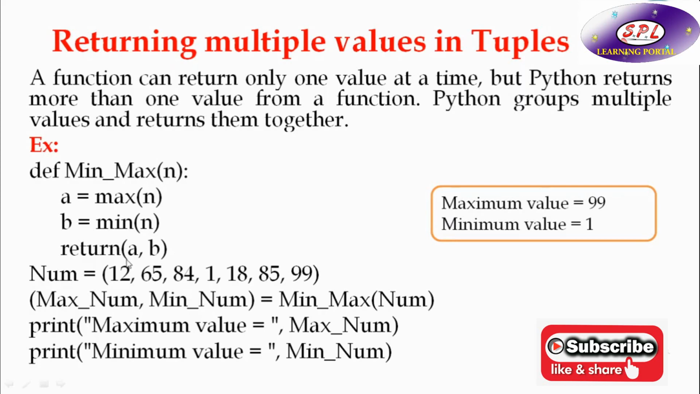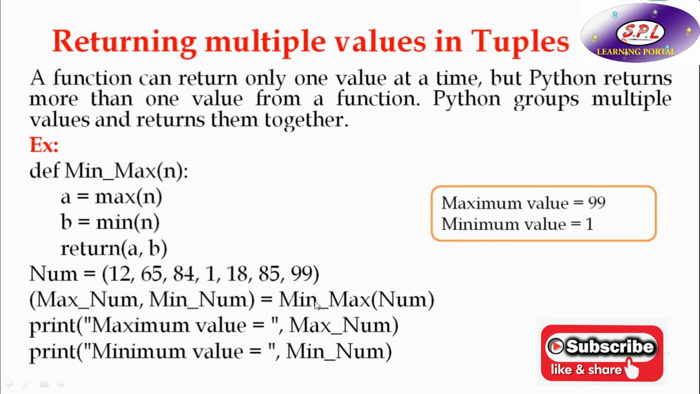No, that is what we have learned. But when you are using a tuple or list or set or dictionary, if you are returning as a dictionary, a set, a tuple or a list, it is possible. That is the speciality in Python. Okay, so a is equal to max of n, b is equal to min of n. What is n? n is a tuple.